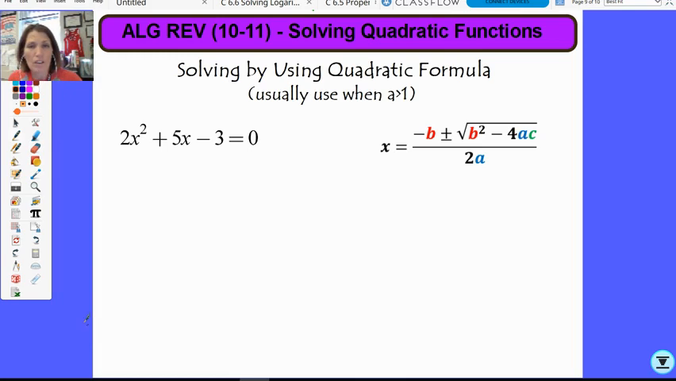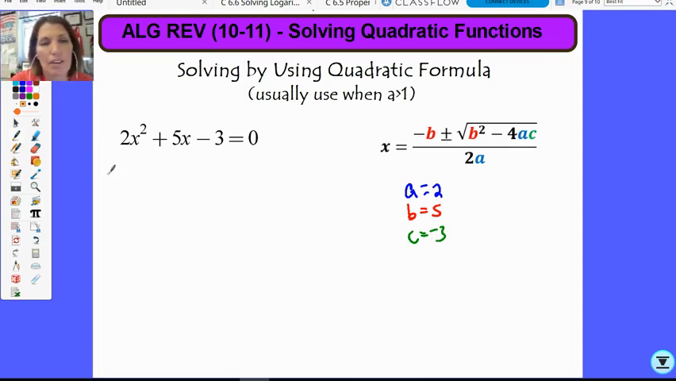Let's try one more. You guys want to go ahead and try this and pause and see how you do. So this one, my a is equal to 5. I already have it in standard form. I want to check that. Oh, sorry, my a is not 5. Gracious. A is equal to 2. My b is equal to 5. And my c is equal to negative 3.